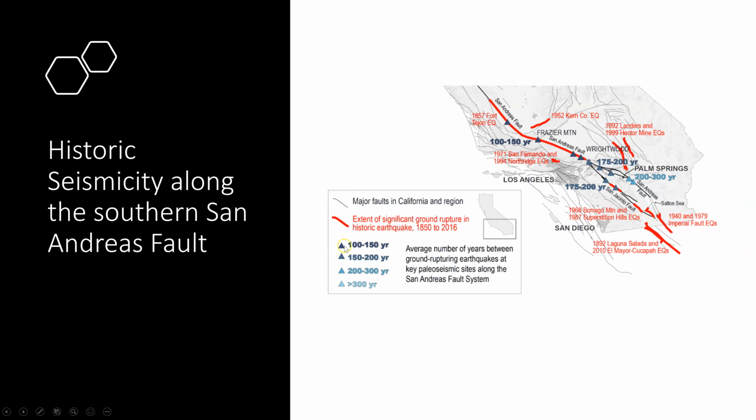So we do have some recurrence intervals listed here. Those are the average number of years between ground rupturing earthquakes at key sites that we've looked at. Most of it is the 100 to 150 year interval, but we do see longer. In the Southern California area, it's a really long time since we've seen a historical ground rupture. That's what leads a lot of scientists to believe that they are in for a large earthquake in the near future.